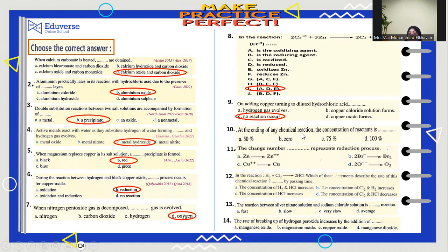At the ending of any chemical reaction, the concentration of reactants at the end will be 0 for sure. The change in oxidation number represents the reduction process.